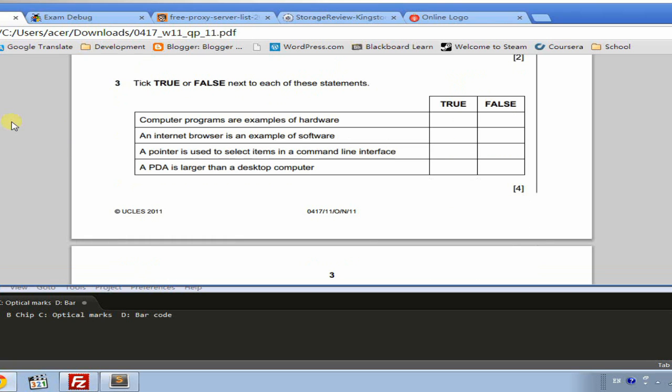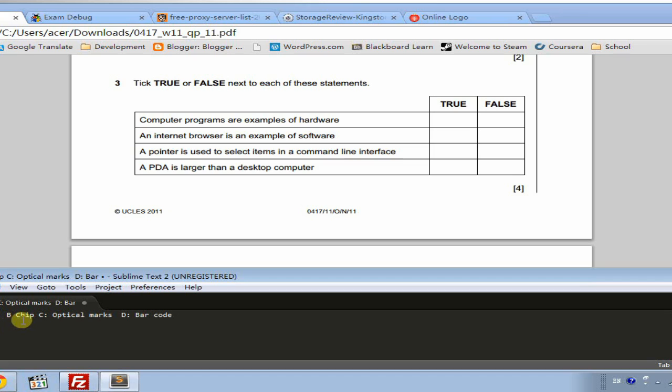Okay, next question 3. Tick true or false next to each of these statements. So computer programs are examples of hardware. An internet browser is an example of software. A pointer is used to select items in a command line interface. A PDA is larger than a desktop computer. So we just need to go through these and say true or false. One of the most important things here is that you always put an answer. So even if you're not sure, you get a 50-50 chance, tick true or false and go for it.